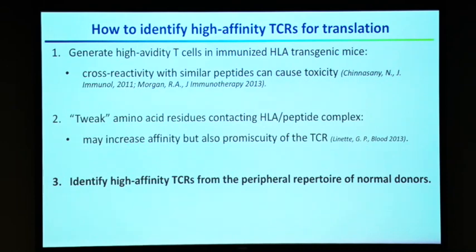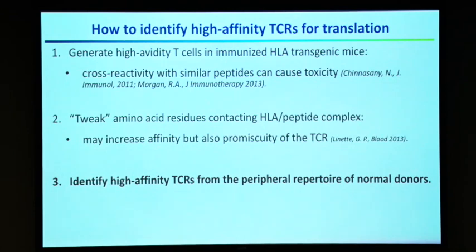So how do we identify high affinity TCRs these days? There's quite a bit of methods. Groups have looked into generating high avidity T cells and immunizing HLA transgenic mice. Unfortunately, that has caused issues because the mice don't have the human genes that are presented by the thymus. So what you're getting in these mice are TCRs that are of extremely high affinity and that can now recognize other peptides and cause serious damage.